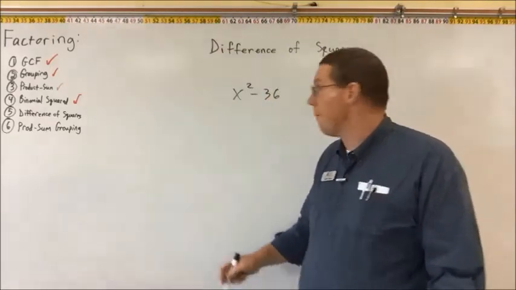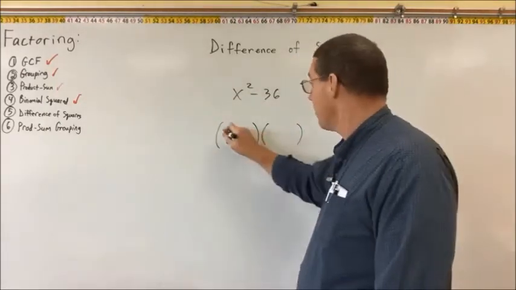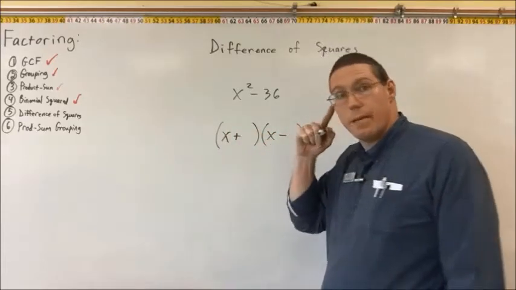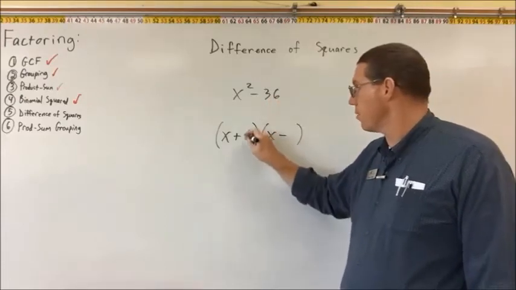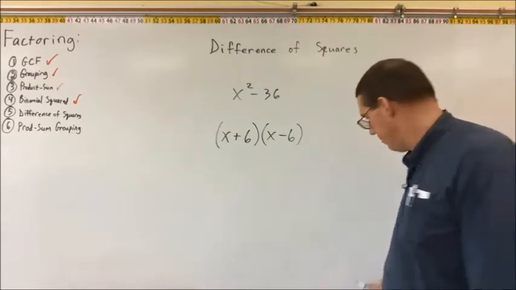Okay, so hopefully you remembered first to set up your parentheses like this, to put an x in front of each one, and then one of them is going to be positive and one of them is going to be negative. And then what's the square root of 36? 6. So it's x plus 6, x minus 6. We're done. Try another one.